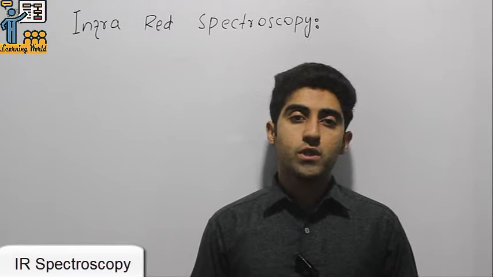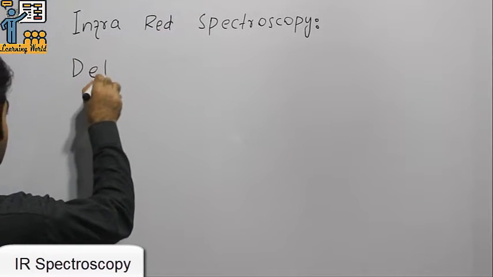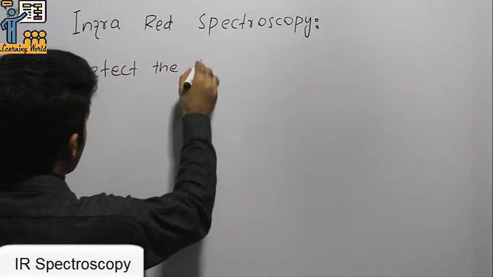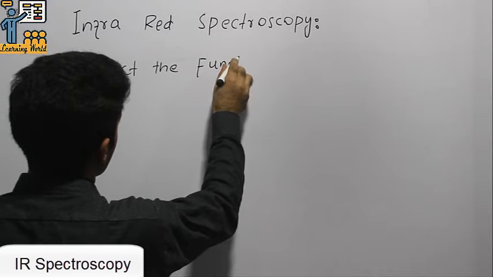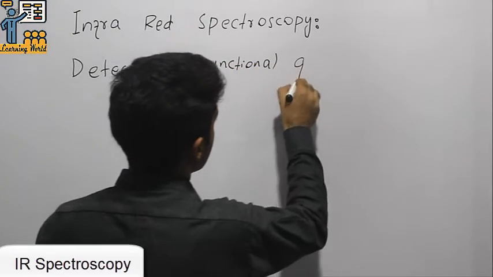Infrared spectroscopy, or IR spectroscopy, is used to detect or determine the functional group of a compound. This type of spectroscopy is used to detect the functional group of a compound.